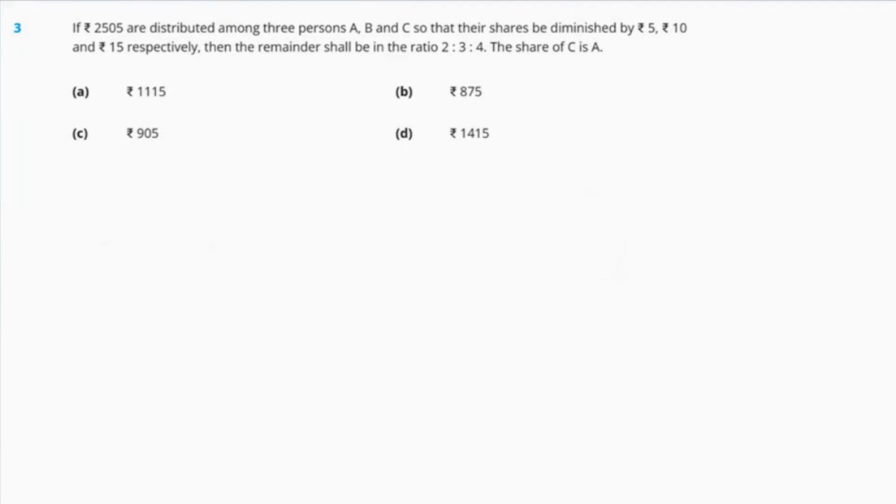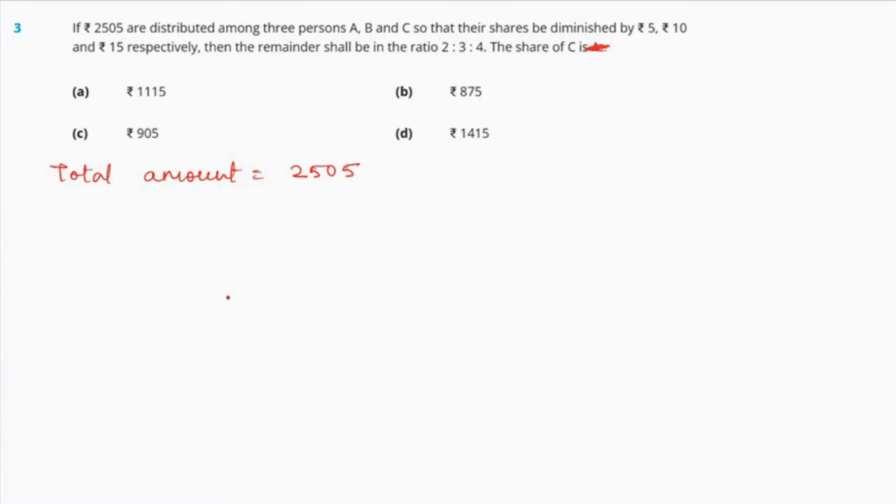Now the third question. If rupees 2,505 are distributed among the three persons A, B, and C so that their shares are diminished by rupees 5, 10, and 15, then the remainder shall be in the ratio 2:3:4. We are supposed to figure out the share of C. How can we figure it out? So the total amount is given to us, which is equal to 2,505.